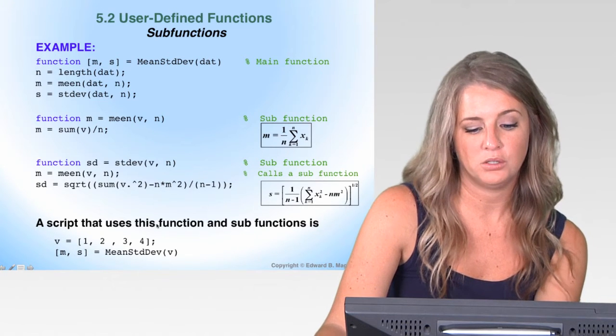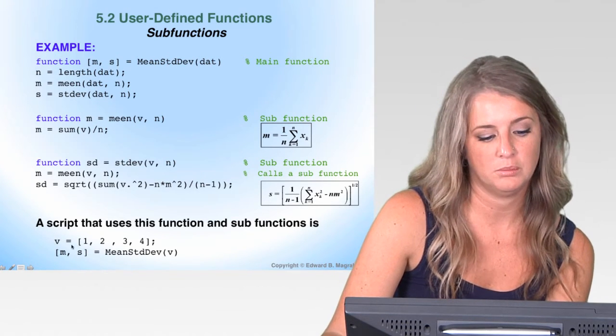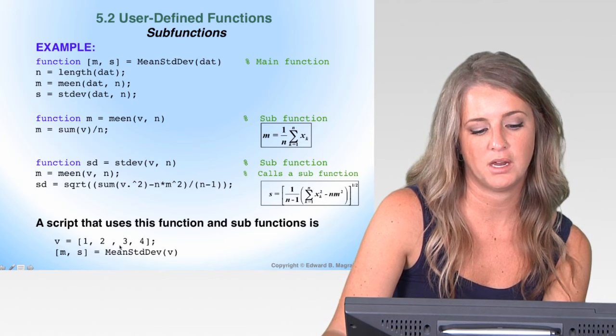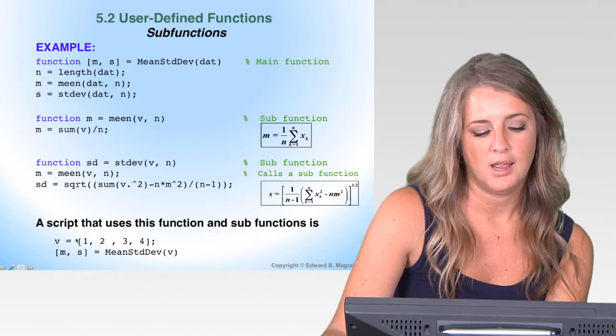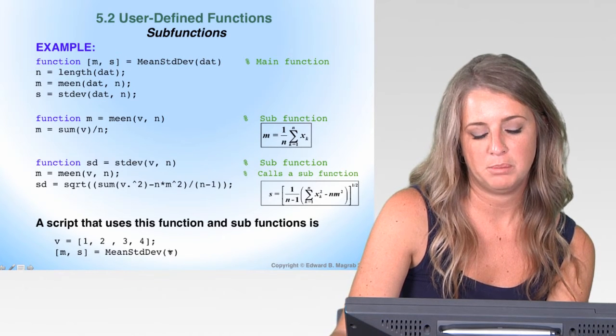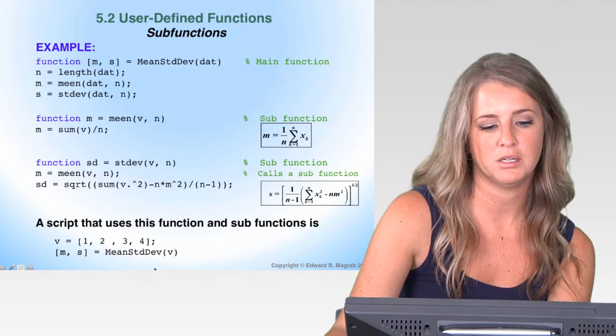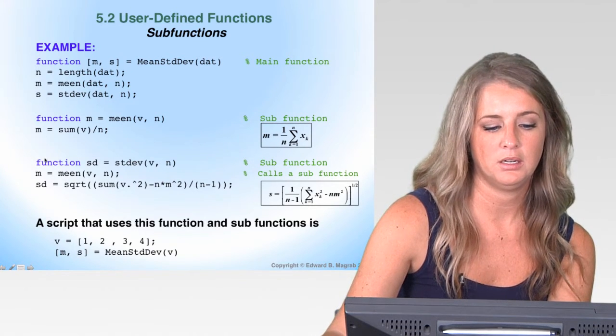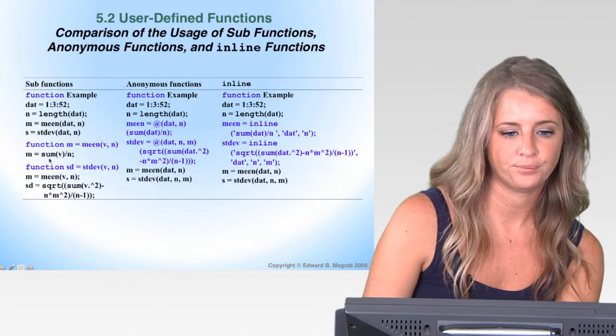So a script that might use this function and subfunction would be this, for example. We pass in this vector 1, 2, 3, 4, and then the output is going to be our mean and our standard deviation. This vector v here is going to be passed in to our input arguments, which will then be evaluated in our subfunctions.